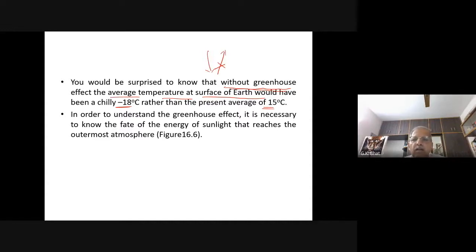In order to understand the greenhouse effect, it is necessary to know the fate of the energy of sunlight that reaches our outermost atmosphere. Let us see how this greenhouse effect is brought in. The greenhouse effect keeps the temperature of the Earth at a somewhat constant condition, allowing the light rays to come in and not allowing the heat to escape that easily. Okay, now let us see what's happening.